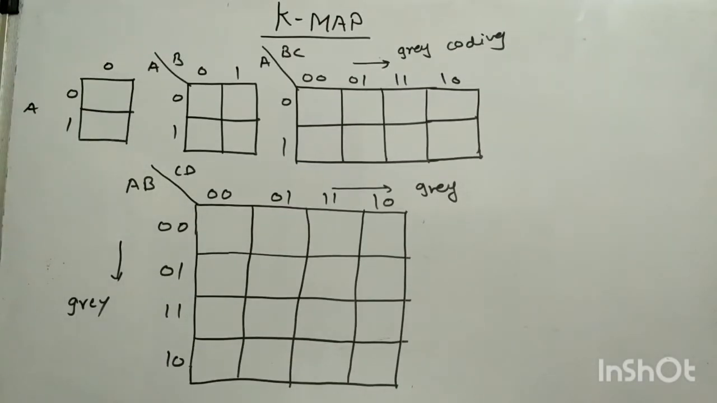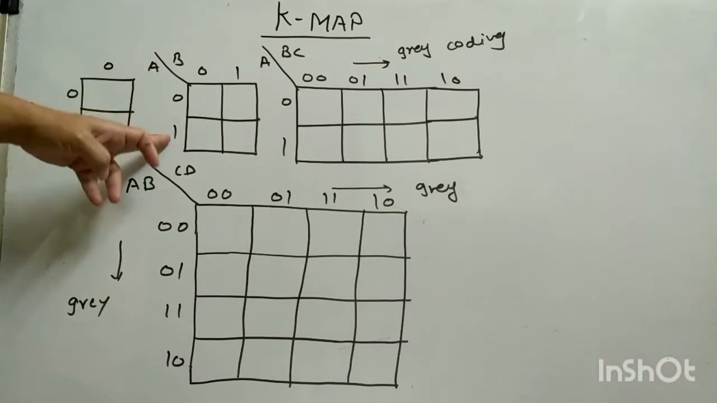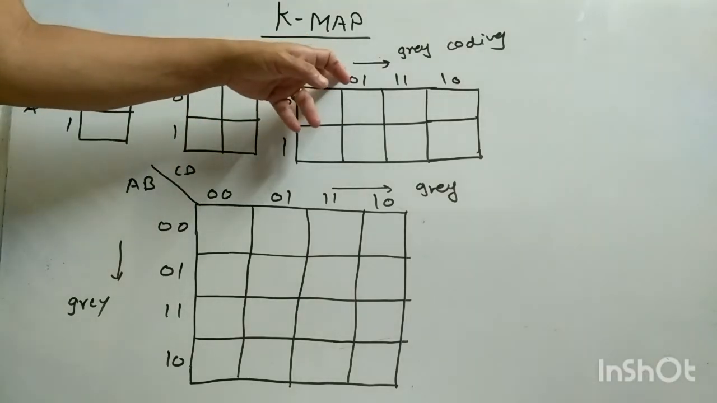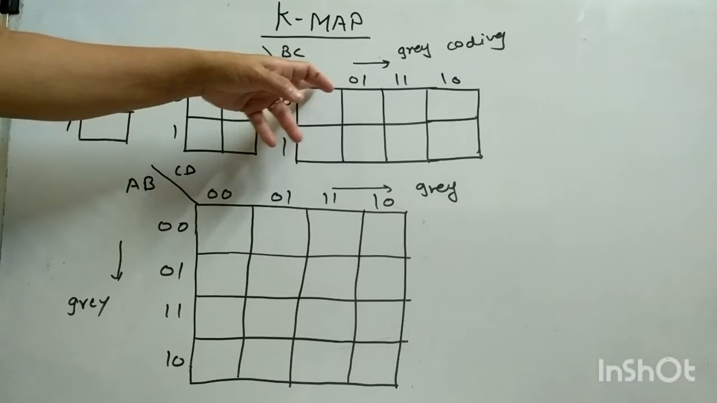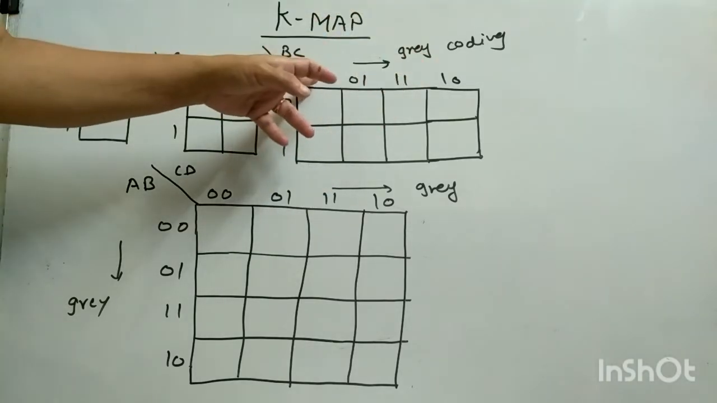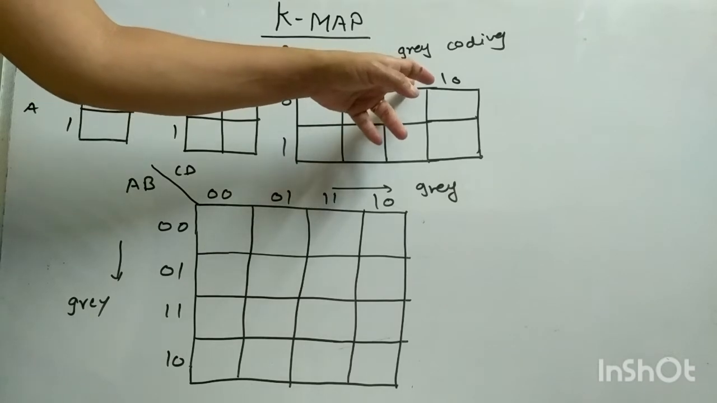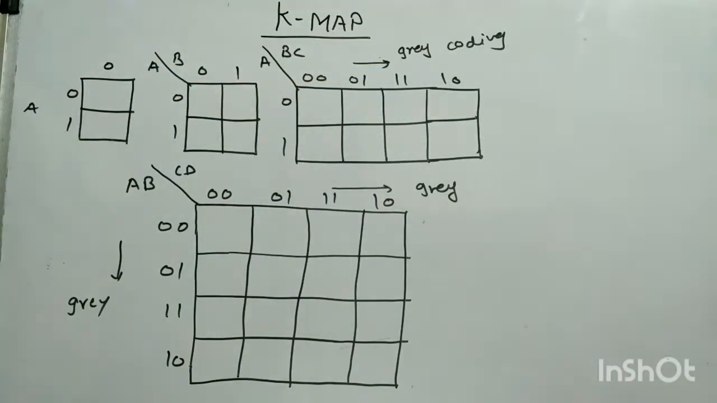So this is how we can label the cells using the Gray code system. Now see that in Gray code we are using 0 and 1. For two variables: 0, 1. For three variables: 0 0, 0 1, 1 1 and 1 0. So only one variable changes: 0 0 to 0 1, again 0 1 to 1 1 and again 1 1 to 1 0. So likewise we have labeled the K map up to 4 variables.